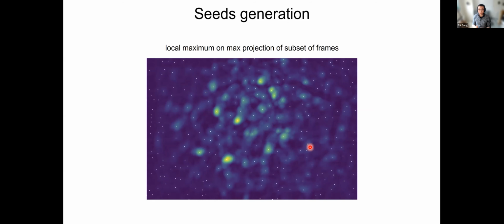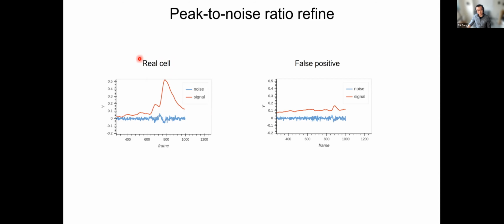As you can see here, here's an example of a real cell whose temporal activity is broken down into these two components based on frequency. You can see a clear calcium event in this red low frequency trace. On the other hand, the noise trace doesn't contain anything real. If you look at a false positive seed, you see that the low frequency component doesn't really contain any significant fluctuation, and the amplitude of this signal is comparable to the noise trace.